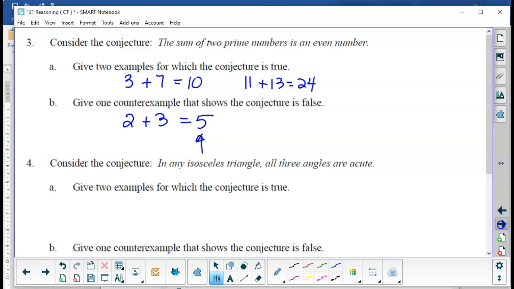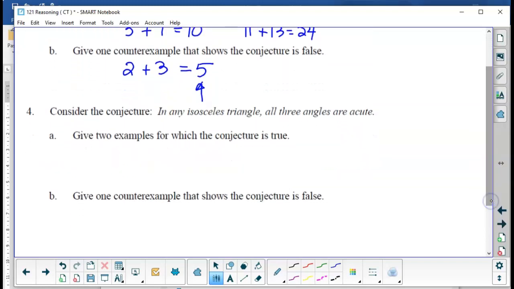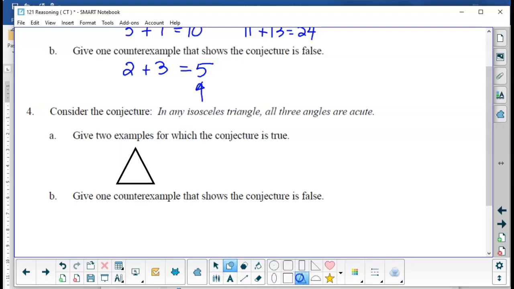All right, next one. In any isosceles triangle, all 3 angles are acute. So give 2 examples for which it's true. Isosceles means 2 angles and 2 sides the same. So an example, actually I can probably do that on this. Something like this.